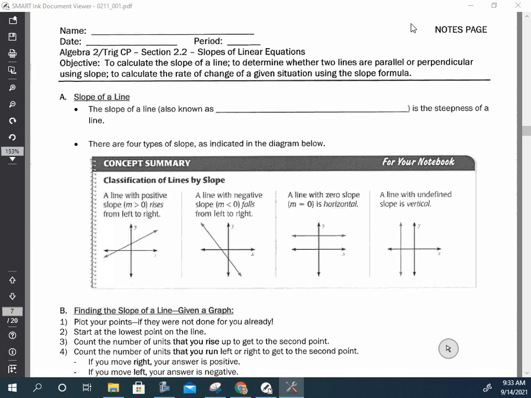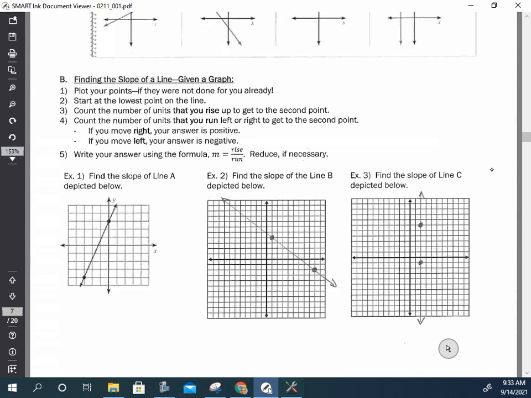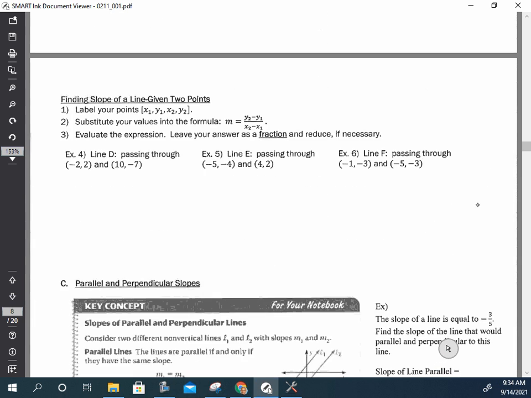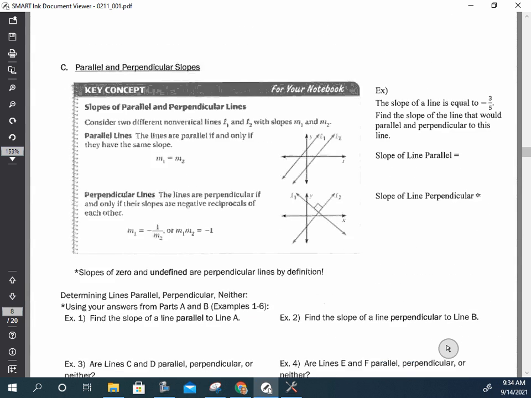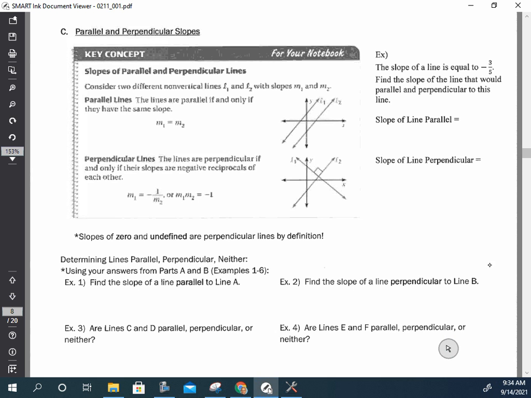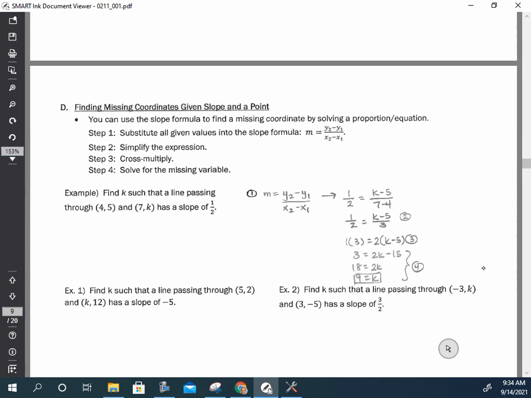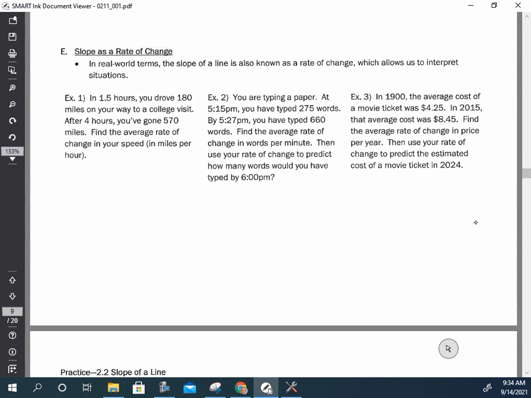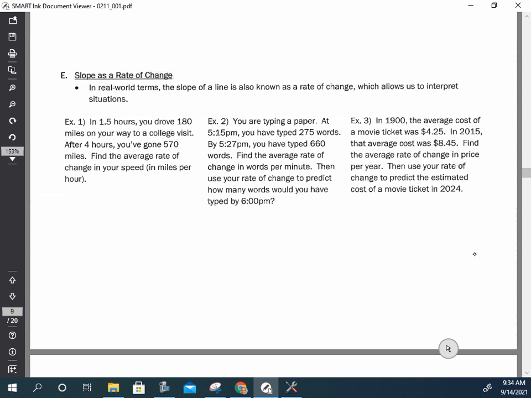We're going to go over the 4 types of slope, look at how to find the slope of a line given a graph, given 2 points, how to find the slope of a line that is parallel and perpendicular, how to find the missing coordinate given the slope and a point, and then finally calculating slope as a rate of change. So there are quite a few things that we're going to be going through today.